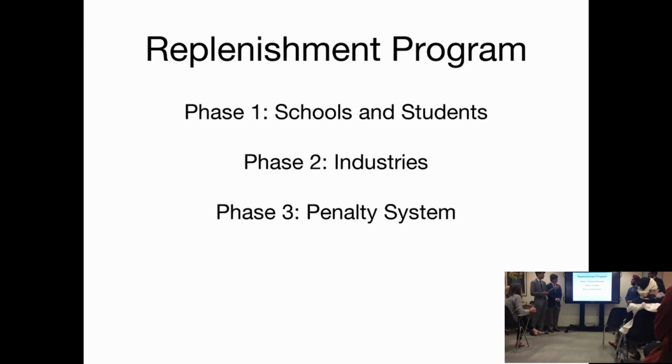And phase 3 would be our penalty system. Research has actually shown that when inmates spend time in nature, their depression rate lowers. So we want to make a system where inmates can go into nature and grow trees as a part of their job in prison. This will not only help them generate revenue which they can spend in prison, it will also help them lower the depression rate and spend time in nature.